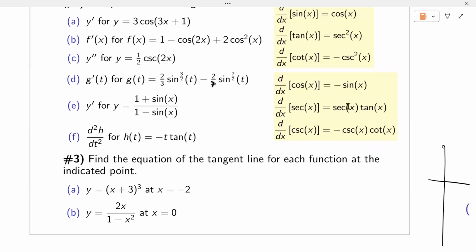How's it going, Keaton? That's good. What rule? It looks like you're doing the product rule. Good. It's exactly the rule to follow.